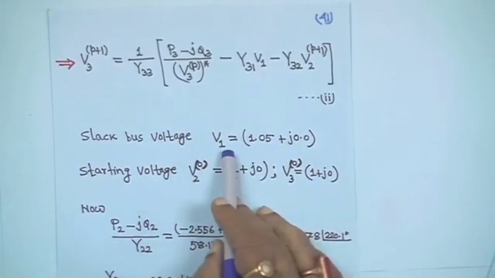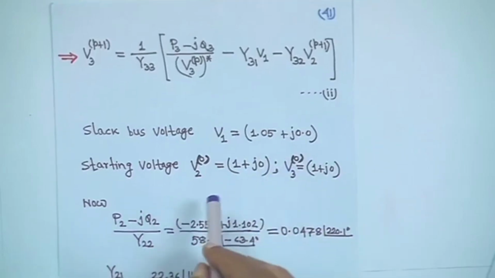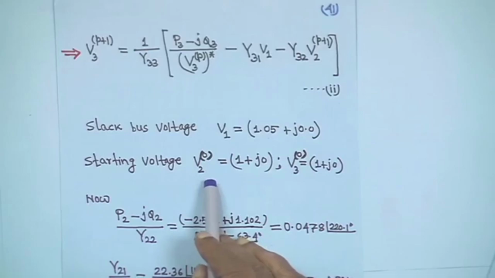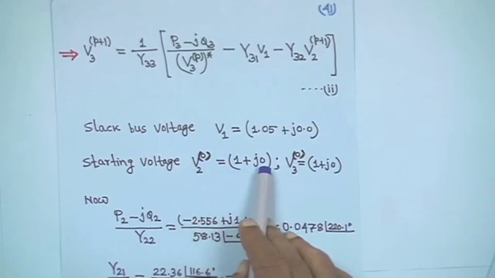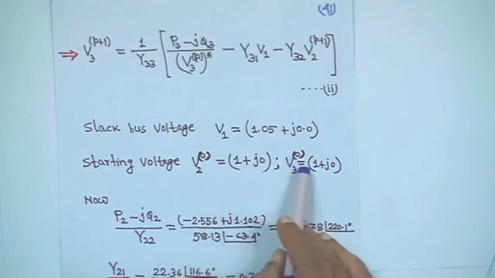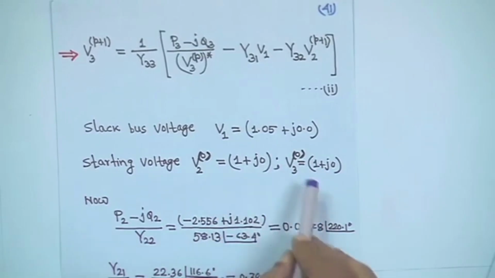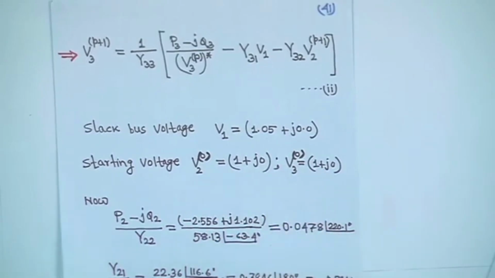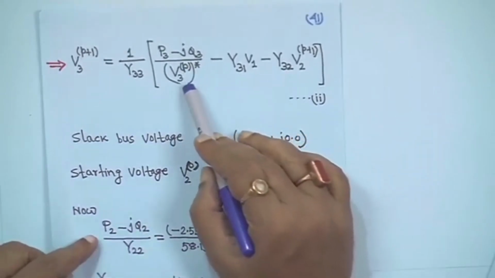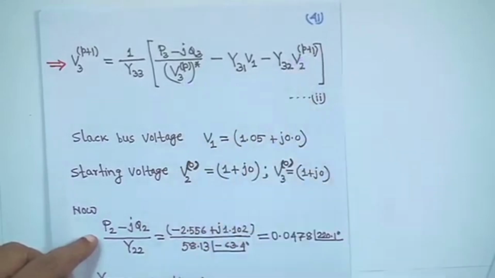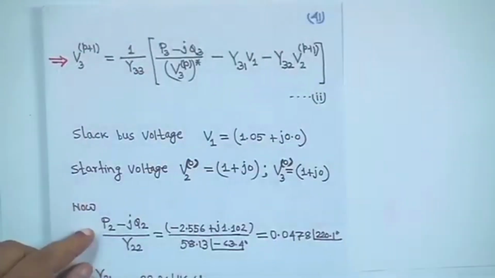Now, slack bus voltage V1 is given as 1.05 plus j0. Now, the starting values are all given as data: 1 plus j0. So, V2(0) is equal to 1 plus j0, that is the initial value, and V3(0), with superscript in bracket 0, is 1 plus j0. These are the initial values. Now, what will we do? Except for V3 and V2, everything in both equations is constant throughout the iterative process.